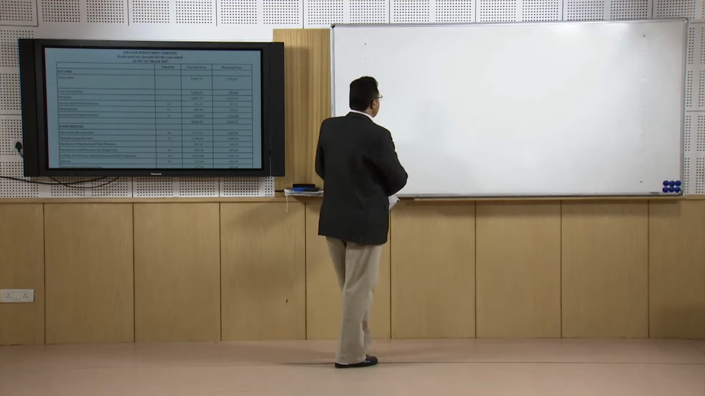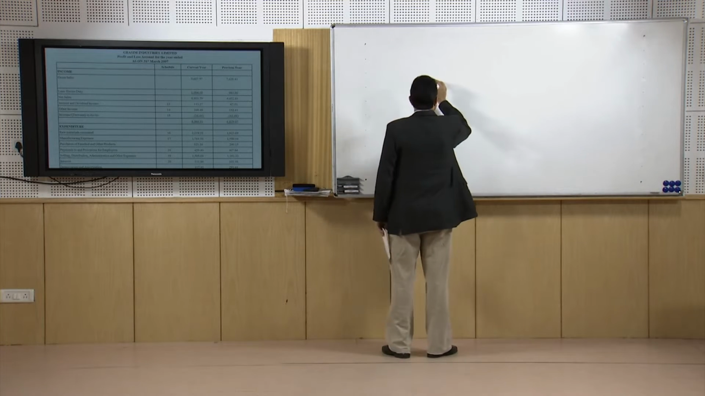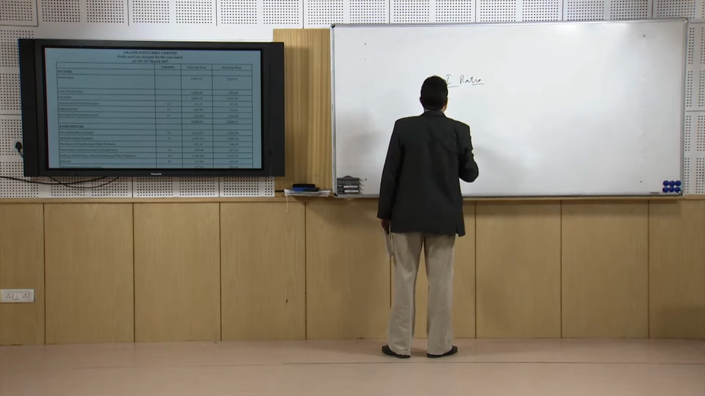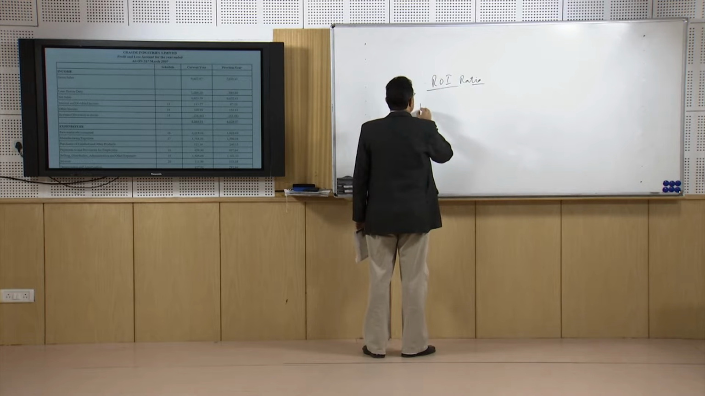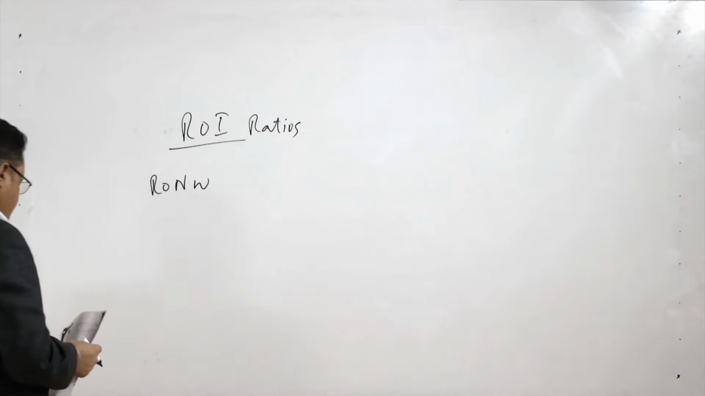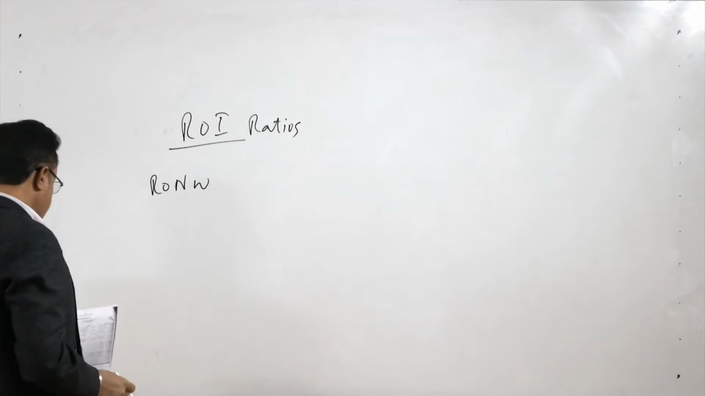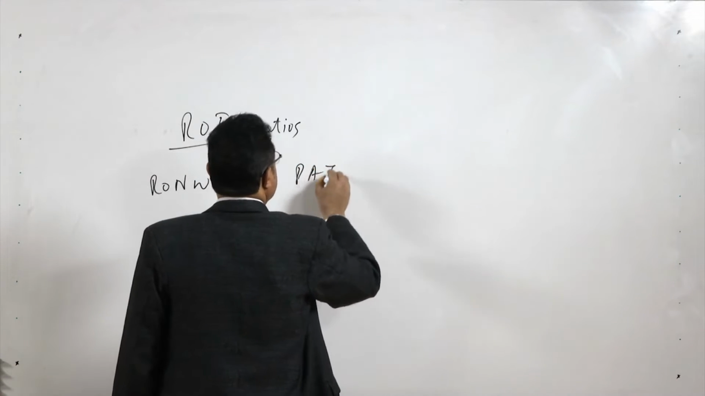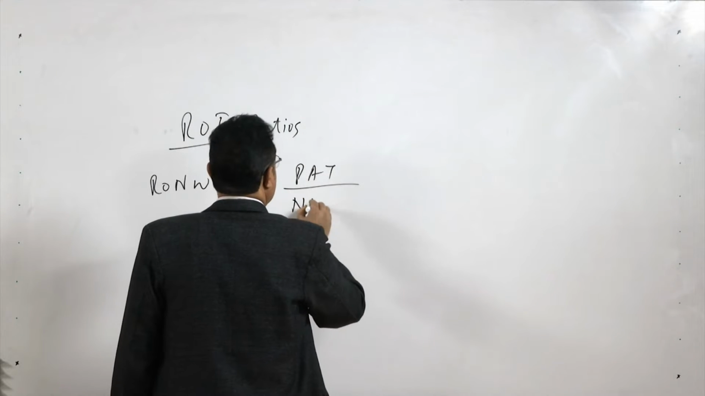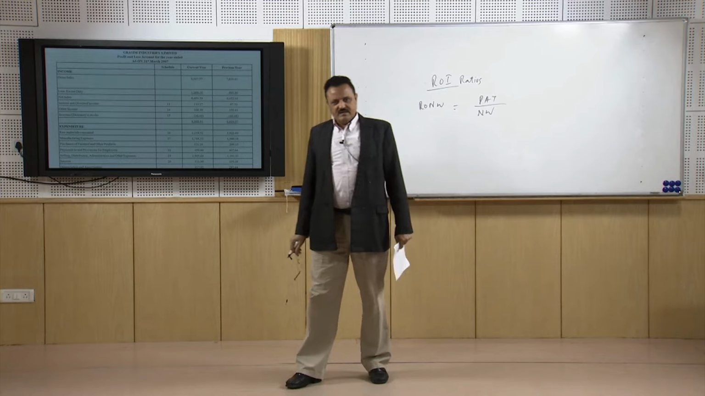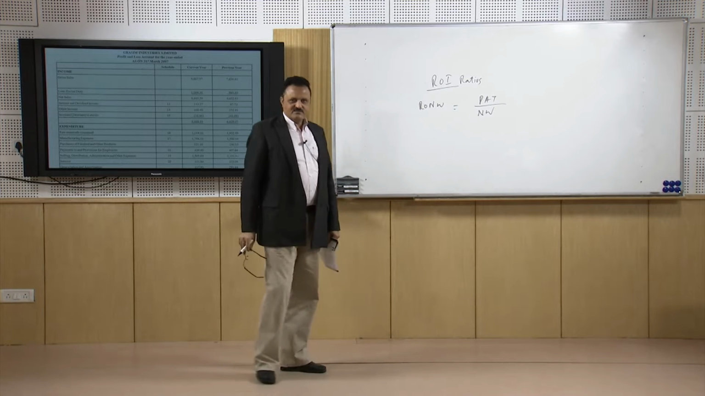So first we will be calculating the ROI ratios, return on investment ratios, and the first ratio in the ROI ratios is the return on net worth. We have already discussed the formula: it is the PAT, profit after tax, divided by the net worth. Net worth is the total paid up equity capital plus reserves and surpluses. So that is the net worth.